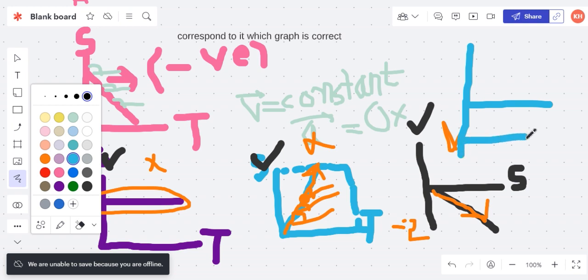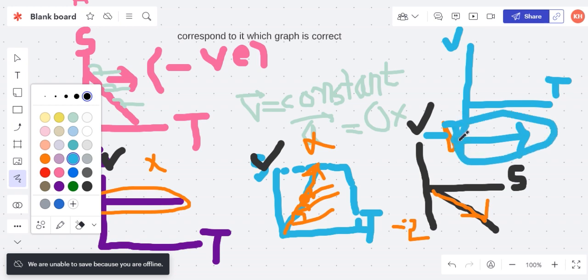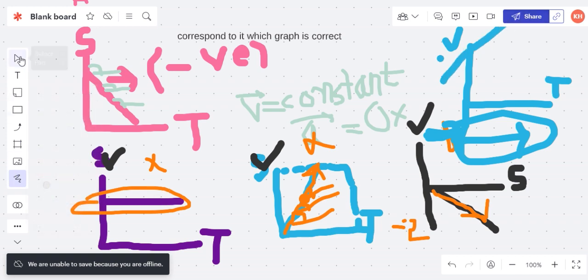Wait for a while. Basically this is the right answer: the -2 velocity-time graph. As you can see here, first of all, the velocity is constant, and second, it's -2, which means the slope is negative. It's constant, negative, no acceleration. So this is the right answer to this question, right?